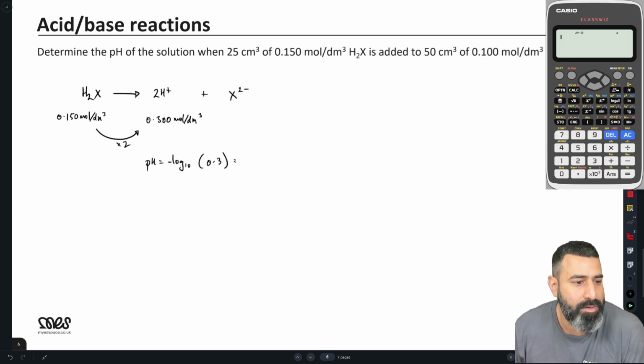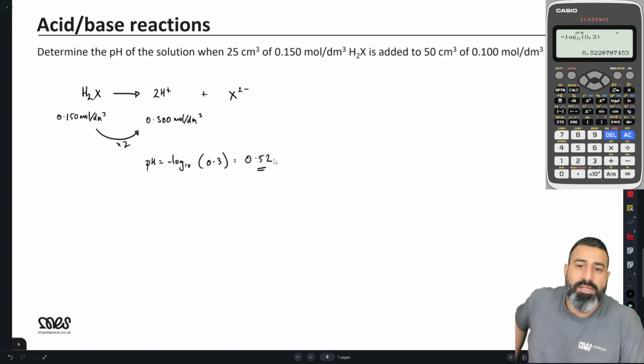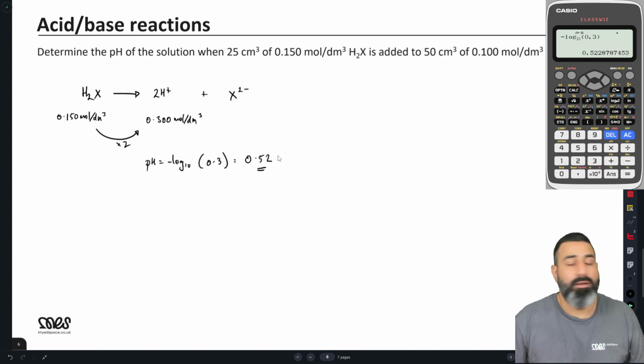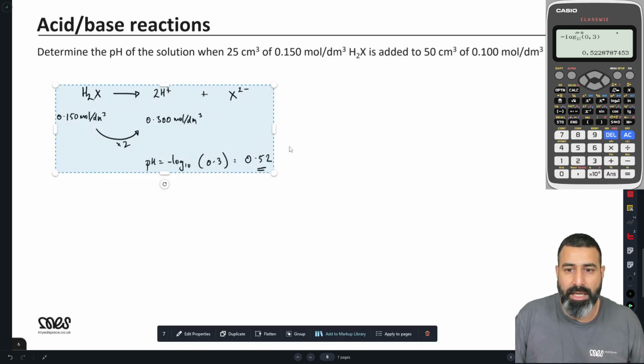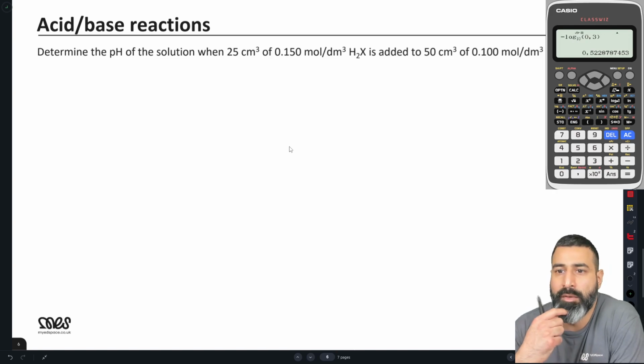And what do we get? So if I take the negative log base 10 of 0.3, yep, it's a very small pH, very acidic, 0.52. Okay, so that's how I'd work out the pH of the acid. But what we're doing here is adding 2 of the species together. So we're mixing an acid and a base.